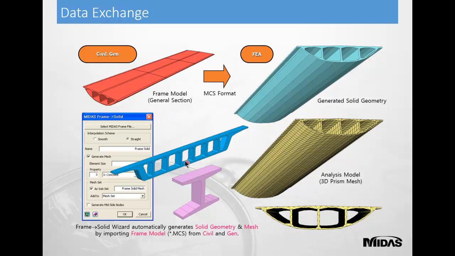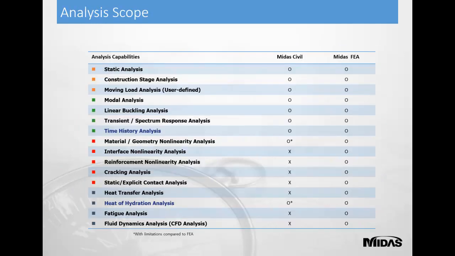This particularly we will do in our session. In Civil and Gen we have a frame model, like a line model. Simply, we have simulated the intersection by a line, but we want to do the detailed analysis. For that, we can directly export this section to FEA, and here it will convert into solid. There we can mesh it and we can get the detailed results for solid modeling. So this we will do.